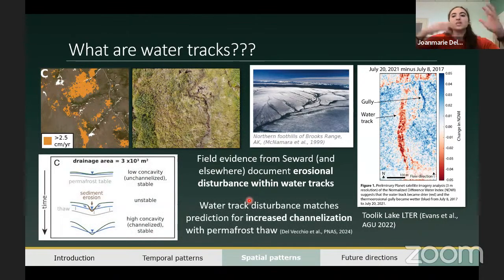And we used this disturbance that is being concentrated in this geomorphic area to say that the fact that we have disturbance in water tracks seems to match the prediction that we've made in a recent paper looking at drainage density all across the Arctic, saying that as you thaw permafrost, as you lower the permafrost table, your landscapes are at risk for increased channelization with permafrost thaw. And the InSAR data really seems to be implying that this is the case. And folks have used satellite and other field data to also say that water tracks seem to be this locus of disturbance.